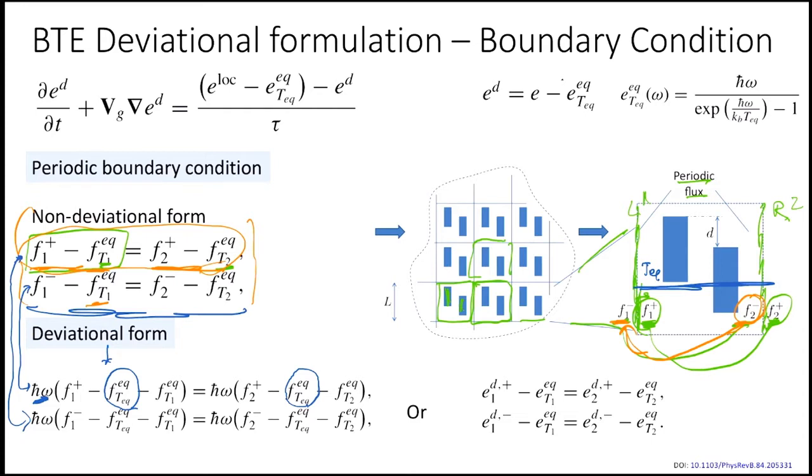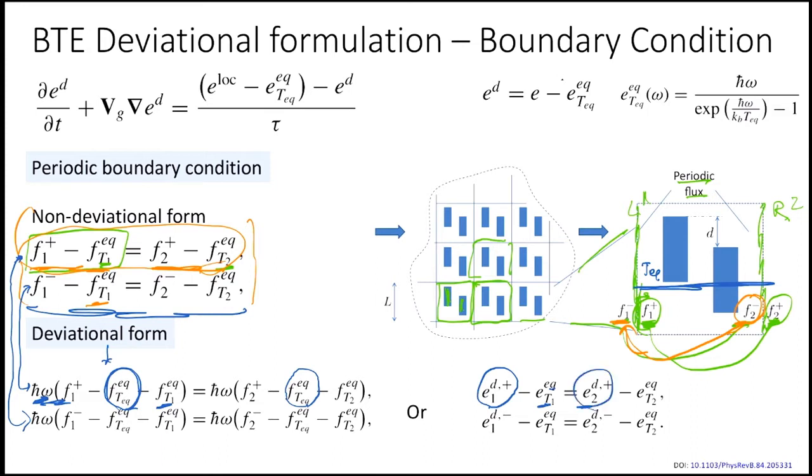We changed it for both the equations. And h bar omega f1 positive, we could call it, so h bar omega f1 positive, and if we subtract this T equilibrium distribution, we could call it just a deviational particle, E1D plus, minus this E of T1 equilibrium, and same thing on the right hand side.